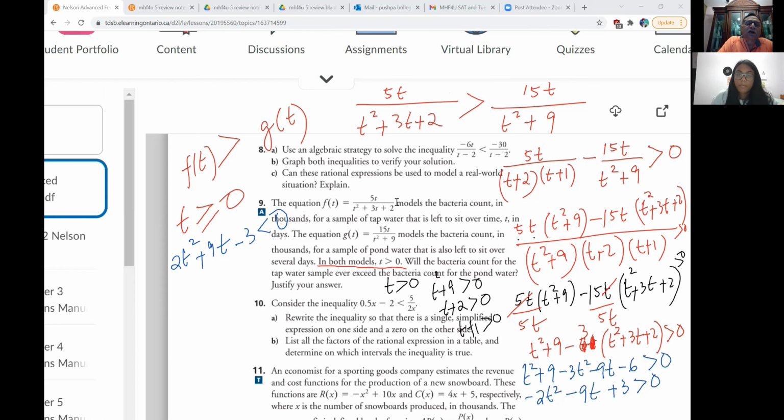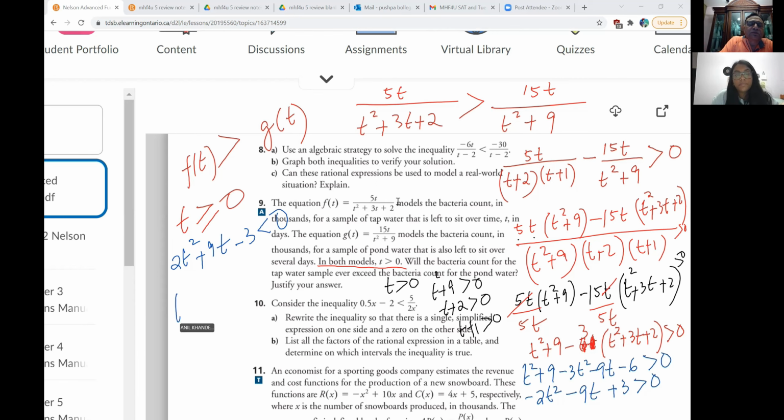Now, can you factor this? 2 times 3 is 6, and we need a number. Now we can use the quadratic formula, right? We want this to be less than 0. Let us see if it is equal to 0. For 2t squared plus 9t minus 3, we'll use the quadratic formula to find whether it is equal to 0 or not. Is it okay? So find factors.